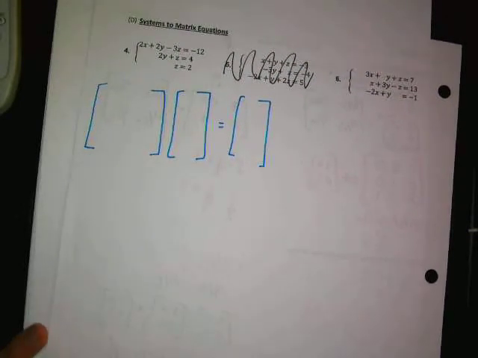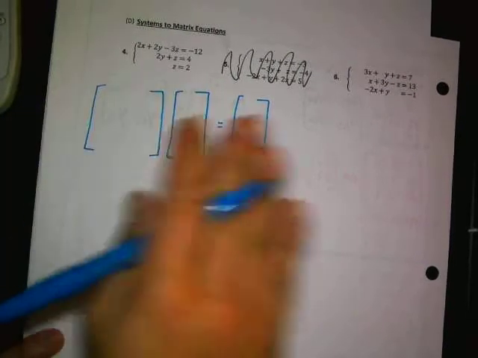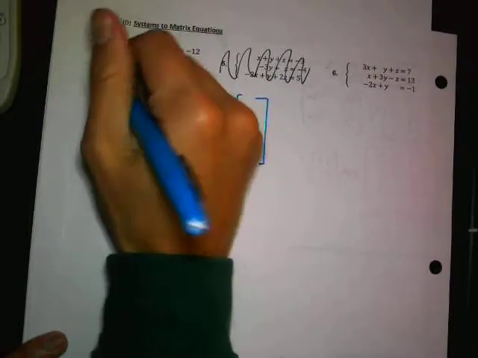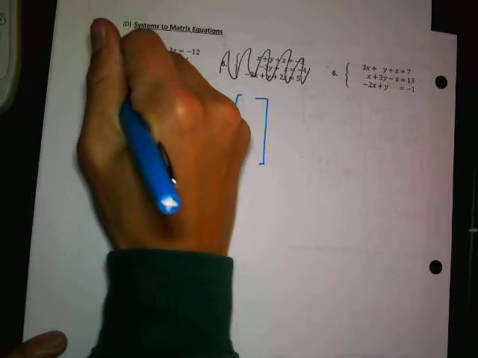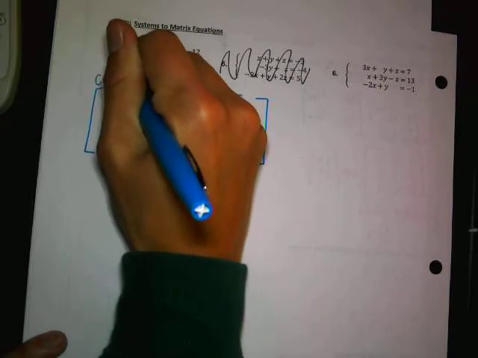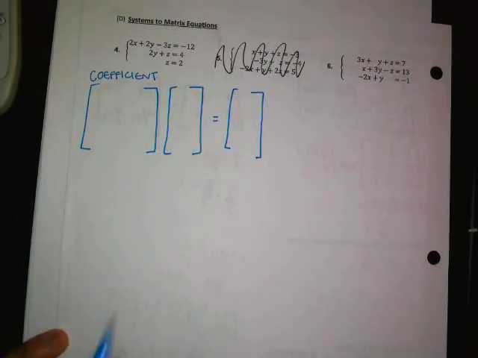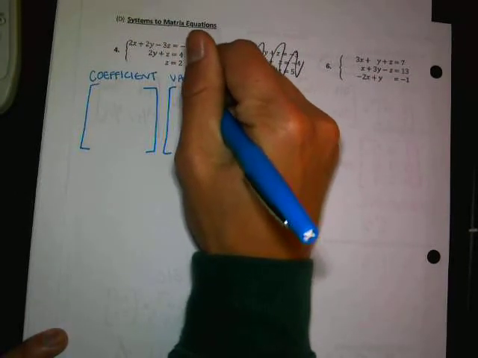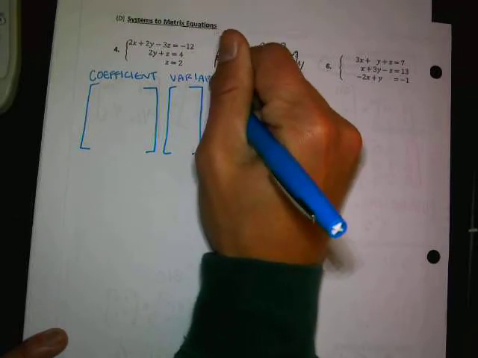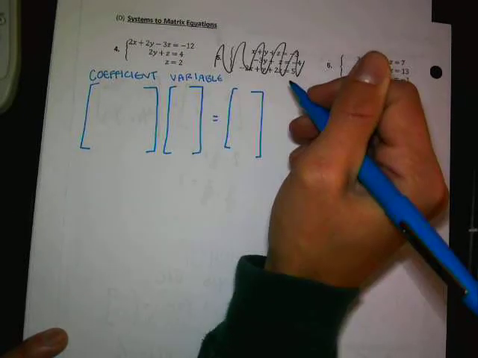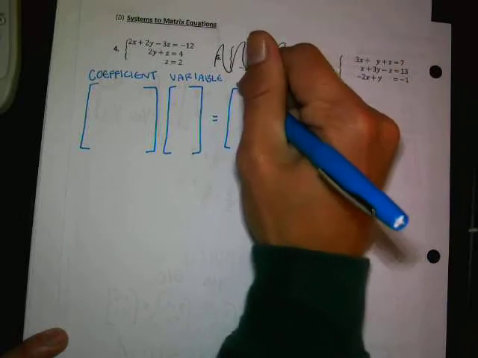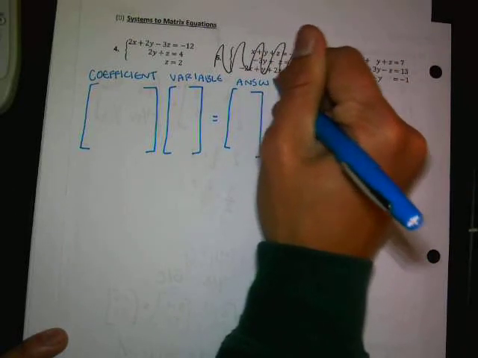We are going to, it looks really hard, but I promise you it's not. We are going to make 3 matrices. We are going to have a coefficient matrix. Coefficient. Can you tell me what that means again? It's the number in front of the variable. Then a variable matrix. And then we're going to have our answer matrix.